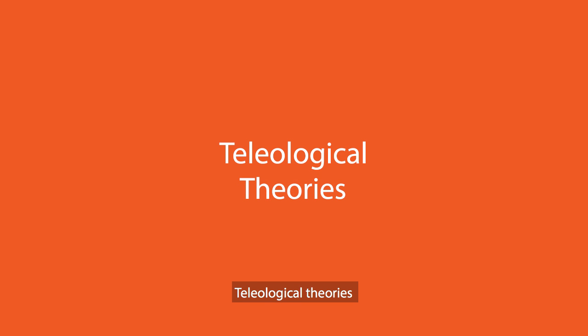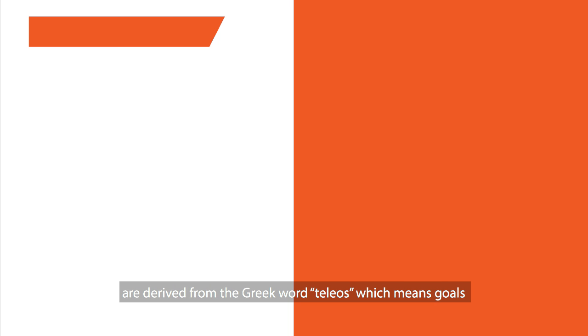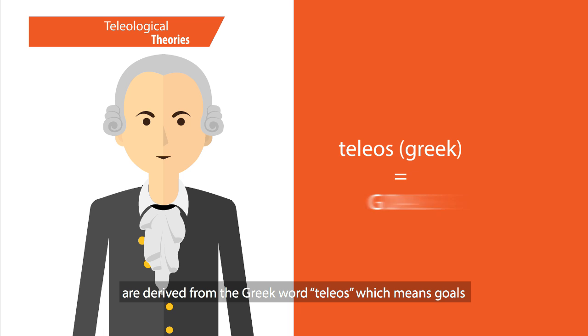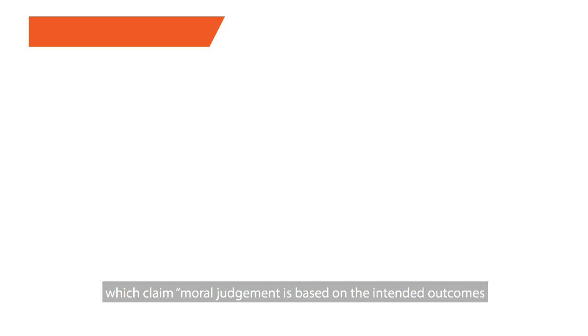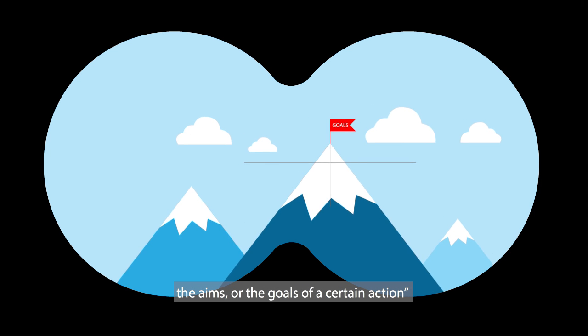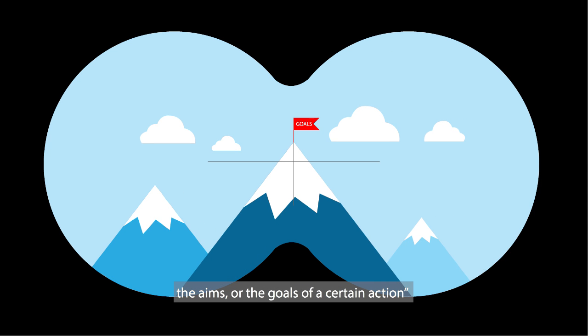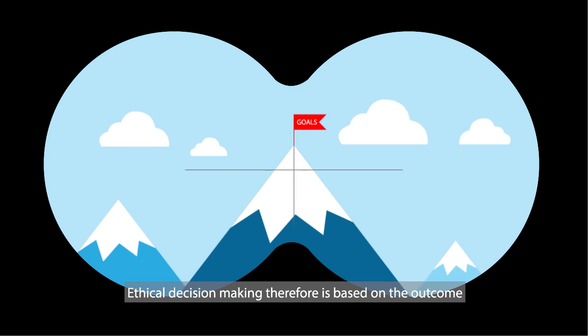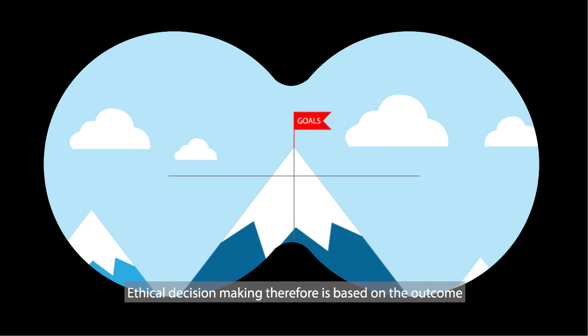Teleological theories are derived from the Greek word teleos, which means goals. Teleological theories are also referred to as consequentialist theories, which claim moral judgment is based on the intended outcomes, the aims, or the goals of a certain action. Ethical decision-making, therefore, is based on the outcome or the quality of the intended outcome.